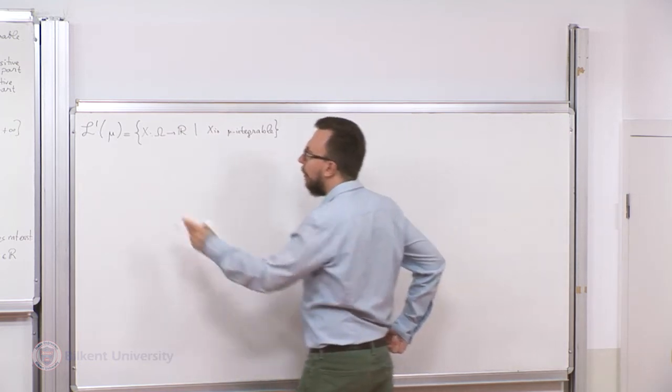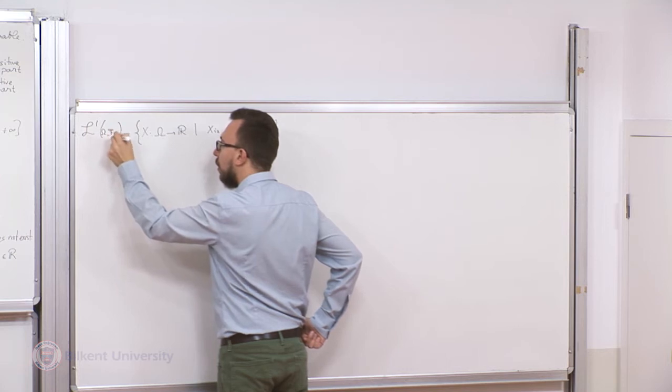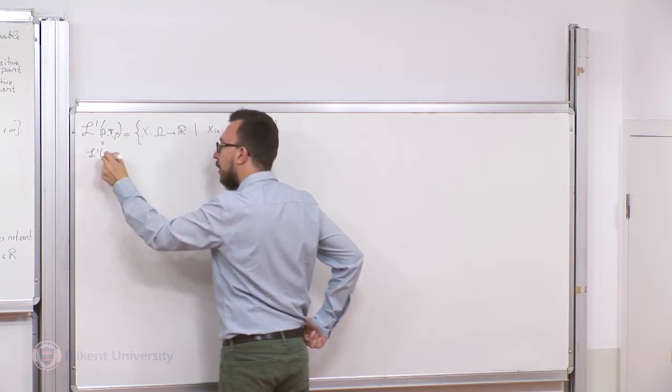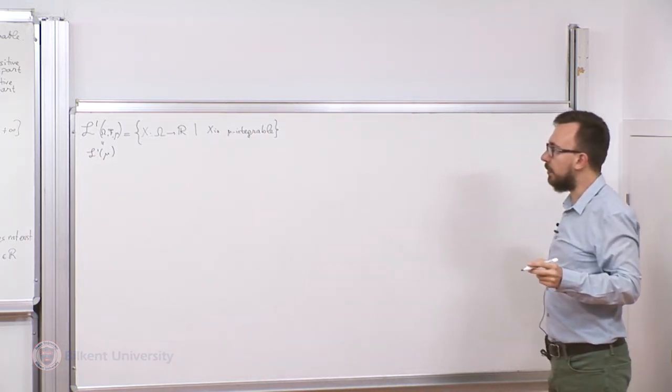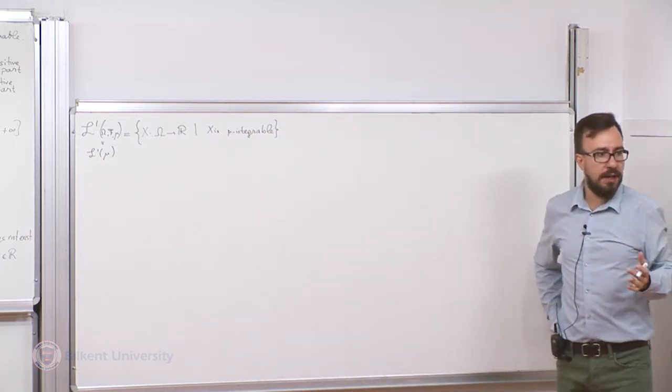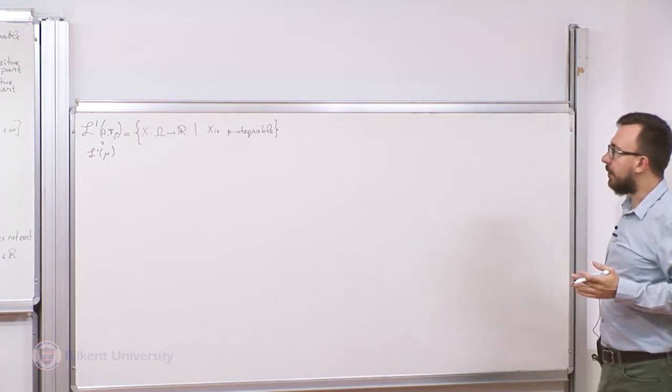You can also put omega, f, mu, or just mu. So this is the space of real valued integrable functions, okay, with respect to a fixed measure.